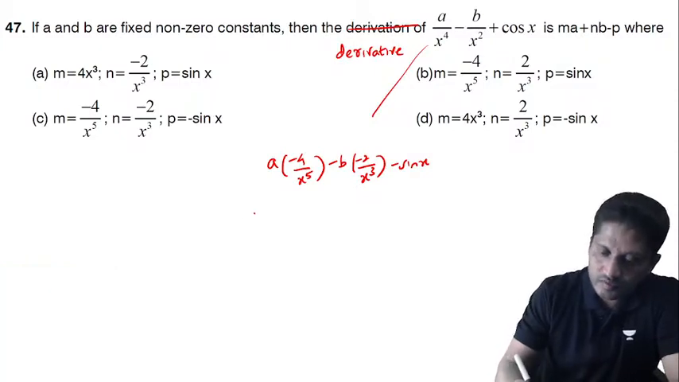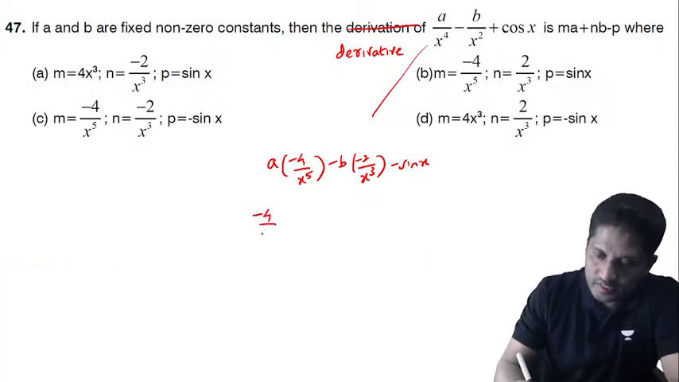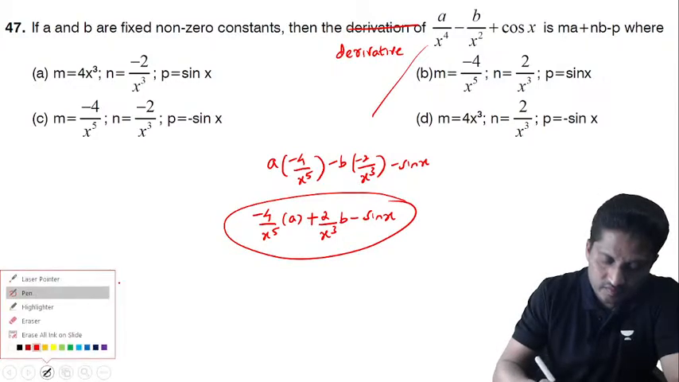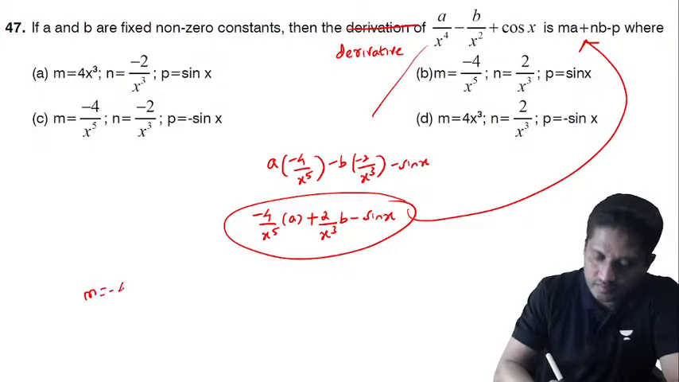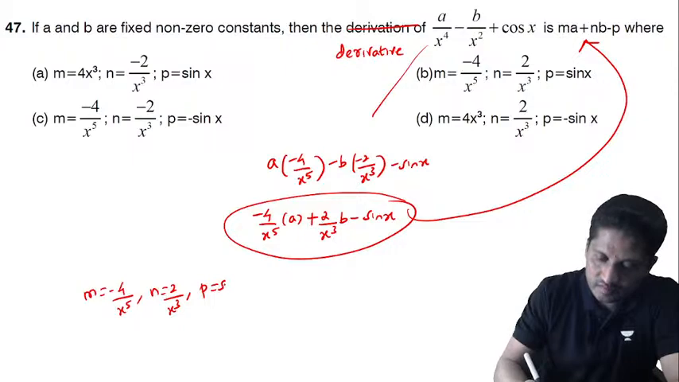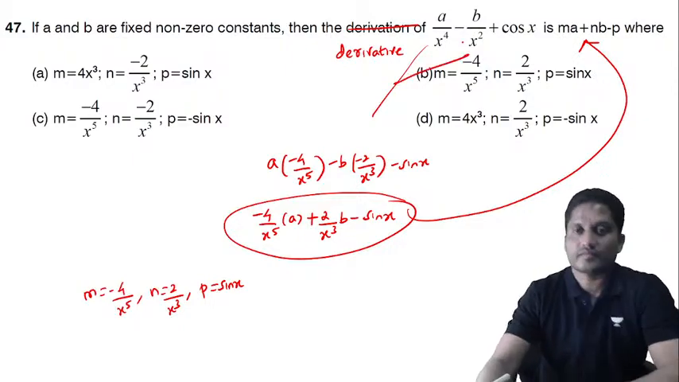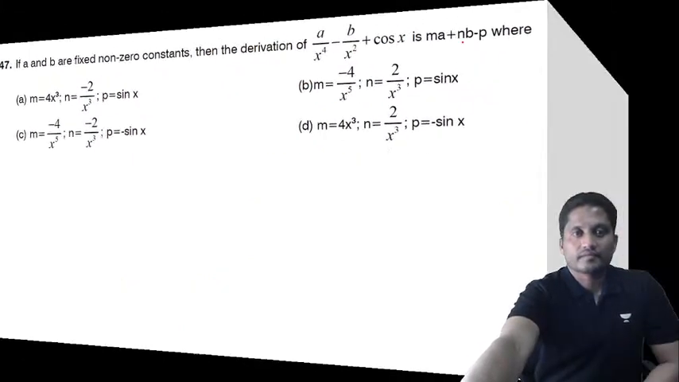Okay, that's equal to minus 4 by x power 5 into a, minus and minus is plus 2 by x cube into b minus sine x. Now you compare this with this. M is equal to minus 4 by x power 5, n is equal to 2 by x cube, and then p is equal to sine x. Answer is option B. Let's move to the next question.